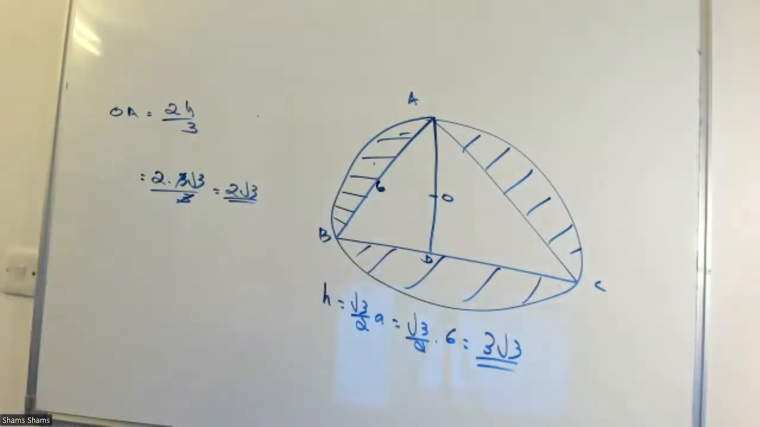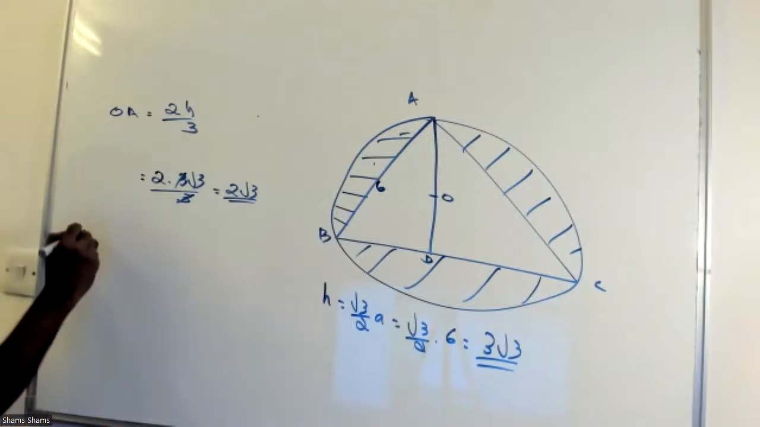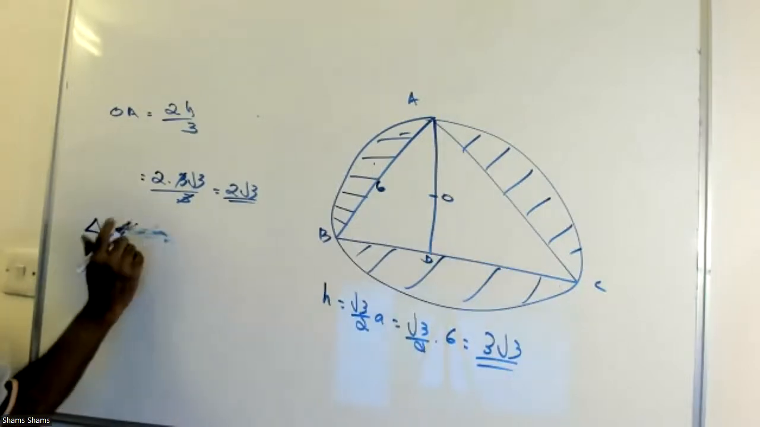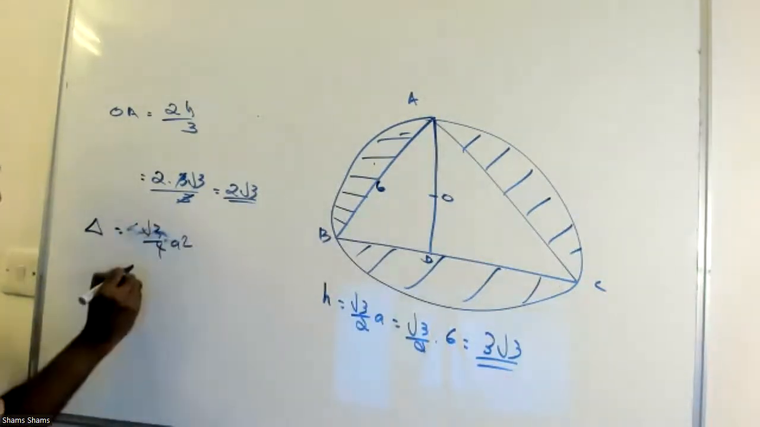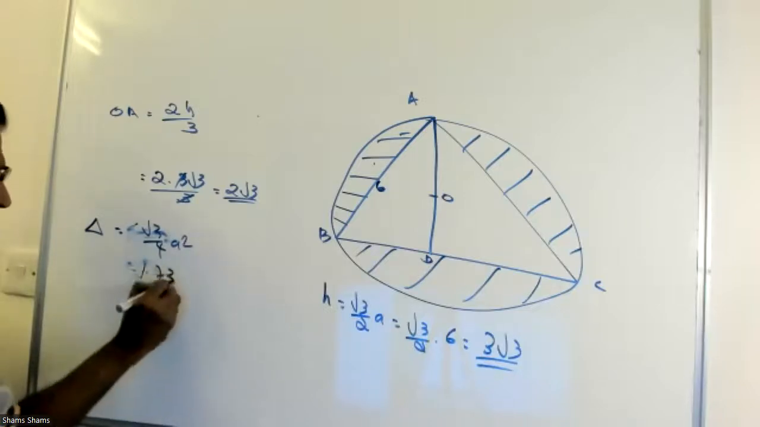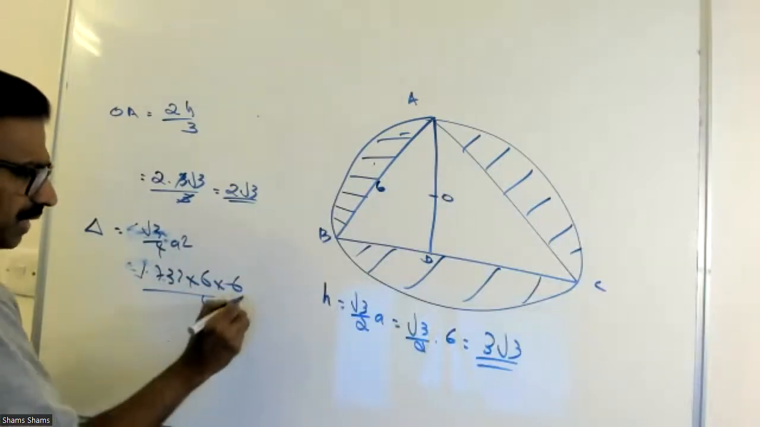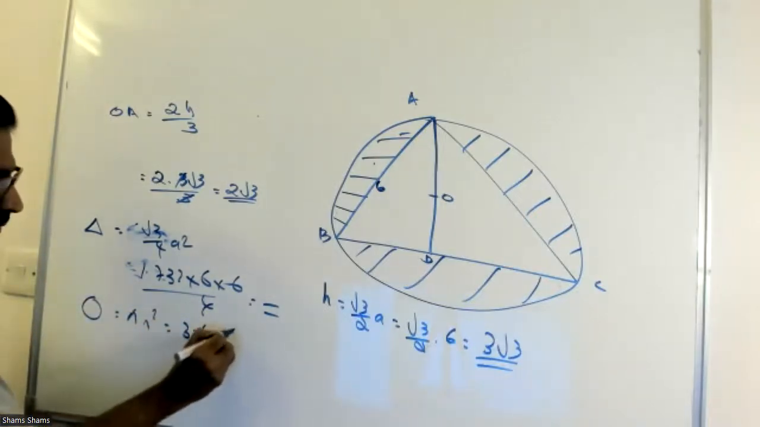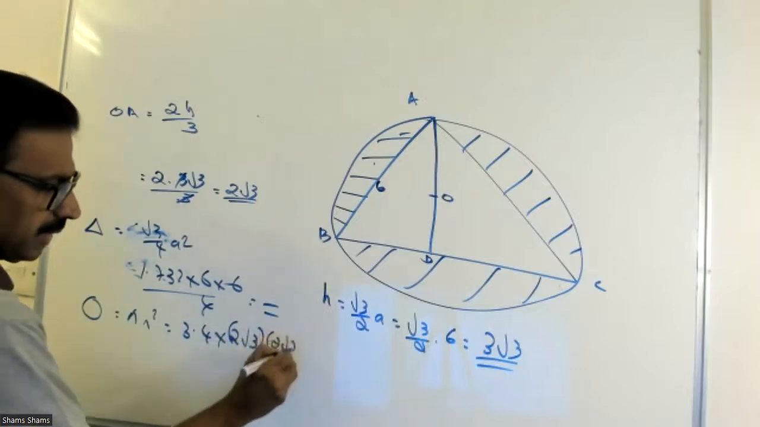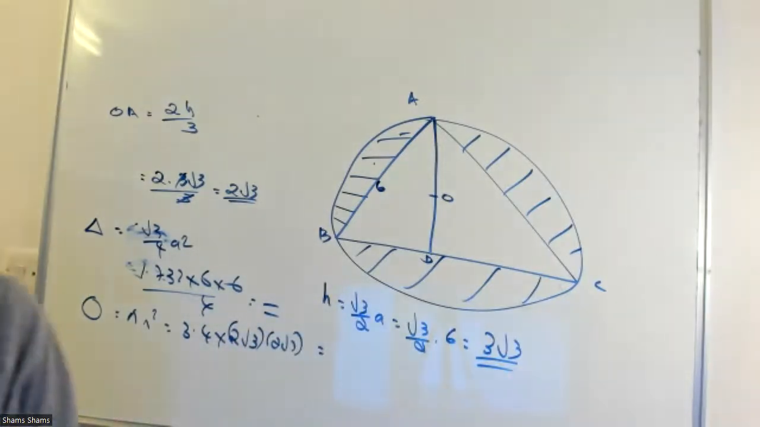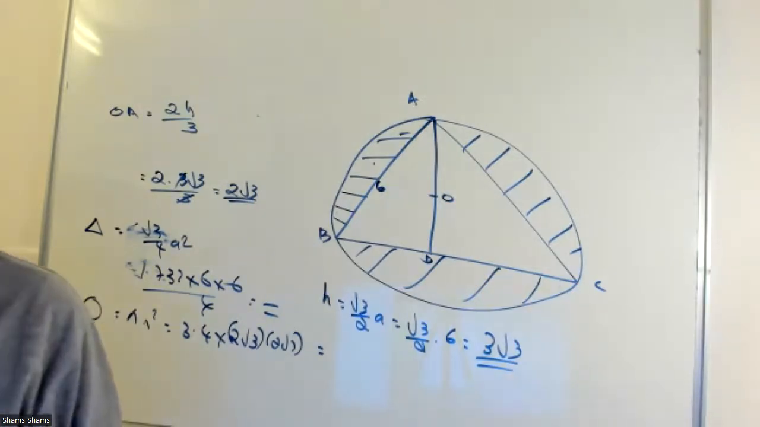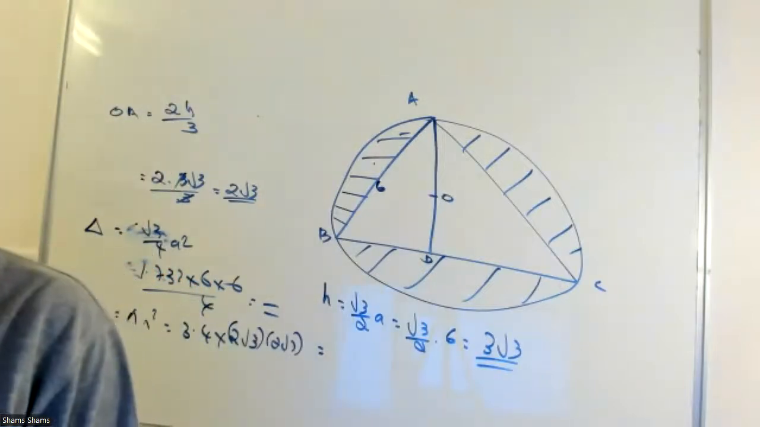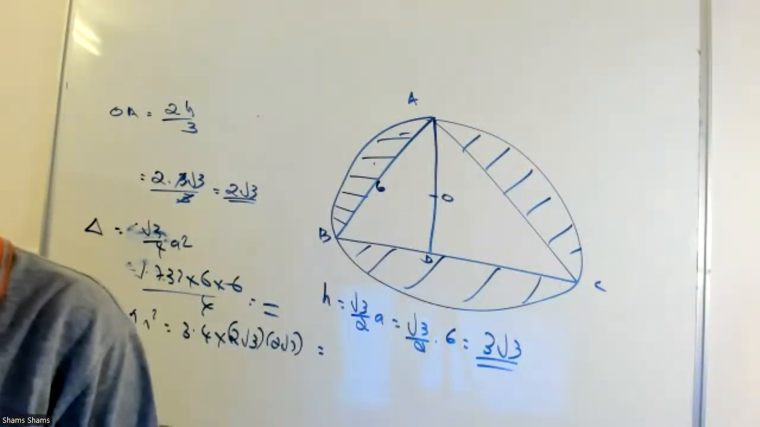Then after that, now you can find area of triangle. Area of triangle is root 3 by 4 a square, 1.732 into 6 into 6 divided by 4. You get the answer. Area of circle pi r square, 3.14 into 2 root 3 into 2 root 3. Then subtract. The answer is 22.126. Fine now. I'll wait 3 more minutes. Finish it out. These both questions are very important.